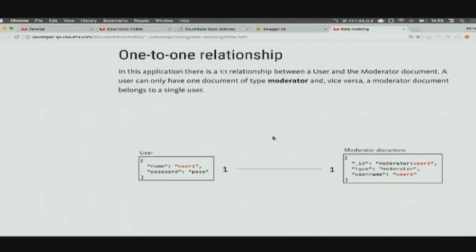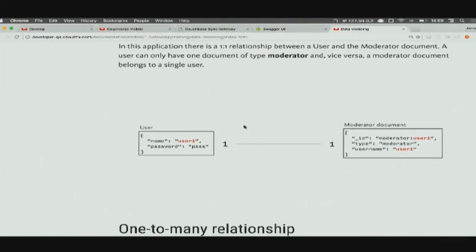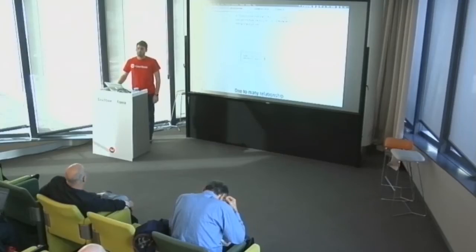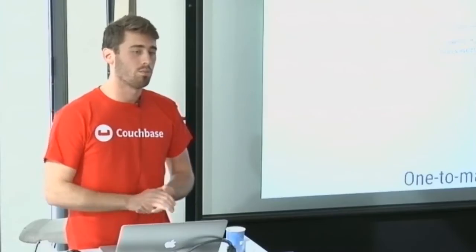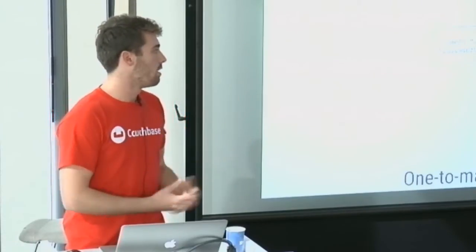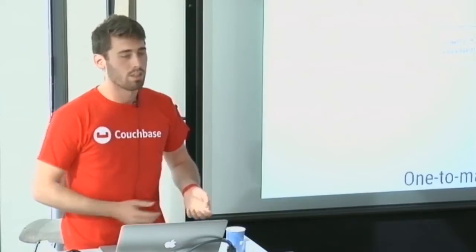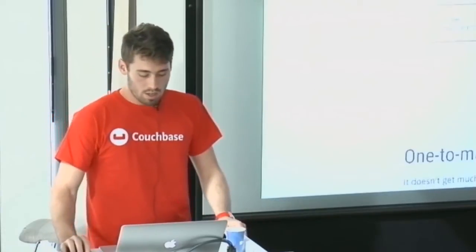You can also have a one-to-one relationship. So here it's a user, and there's a moderator document which grants that user the role of a moderator. We'll get back to that later, but it's the same. It's just that instead of having many, you've got one.